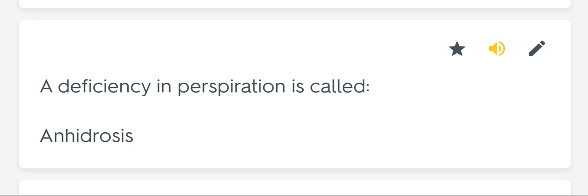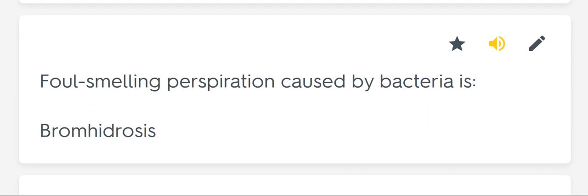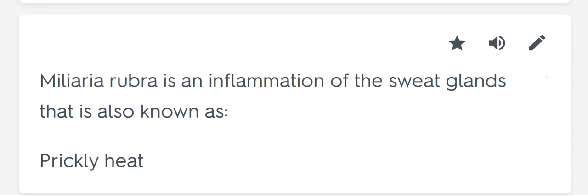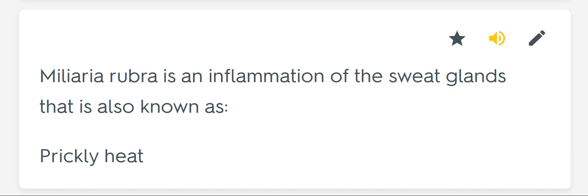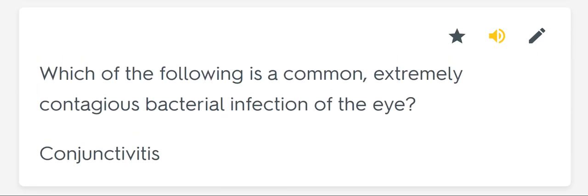A deficiency in perspiration is called anhidrosis. Foul-smelling perspiration caused by bacteria is bromidrosis. Miliaria rubra is an inflammation of the sweat glands that is also known as prickly heat. Which of the following is a common, extremely contagious bacterial infection of the eye? Conjunctivitis.